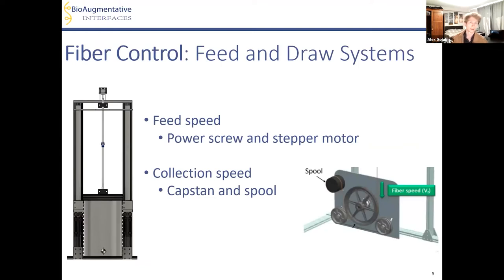The other way to control size is through adjusting either the feeding or the drawing speed. The drawing tower will be able to control the feeding speed through a separate motor and a power screw to lower and raise the preform. A capstan and a spool allow for fine control of the drawing speed as well as collecting of the fibers.